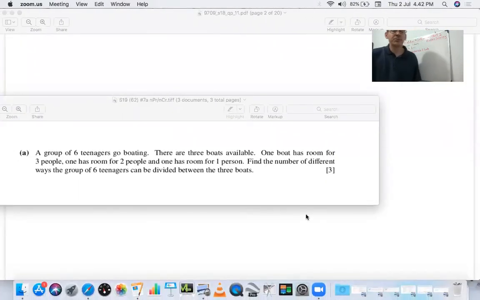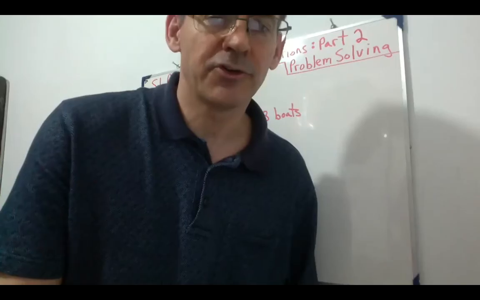Says a group of 6 teenagers go boating. There are 3 boats available. One boat has room for 3 people, one has room for 2 people, and one has room for 1 person. Find the number of different ways the group of 6 teenagers can be divided between the 3 boats.